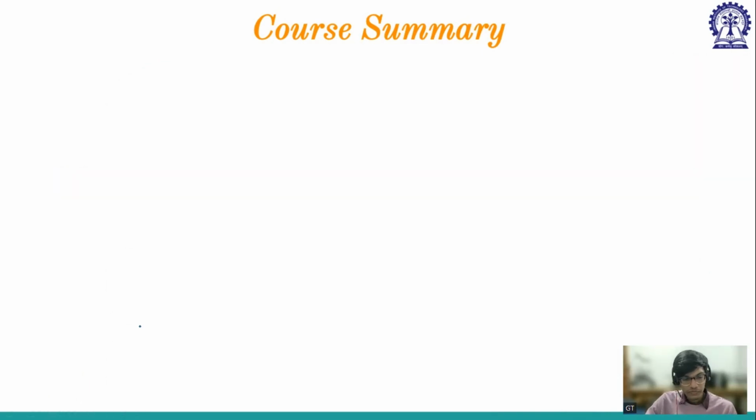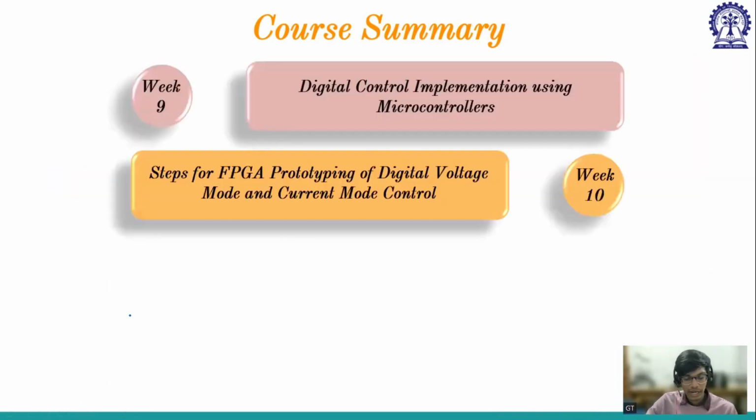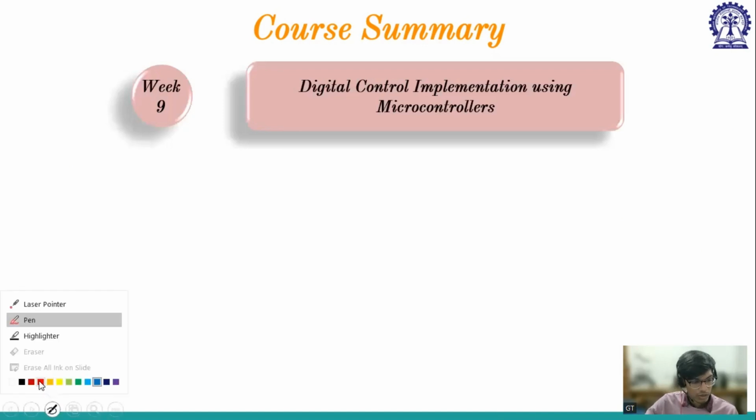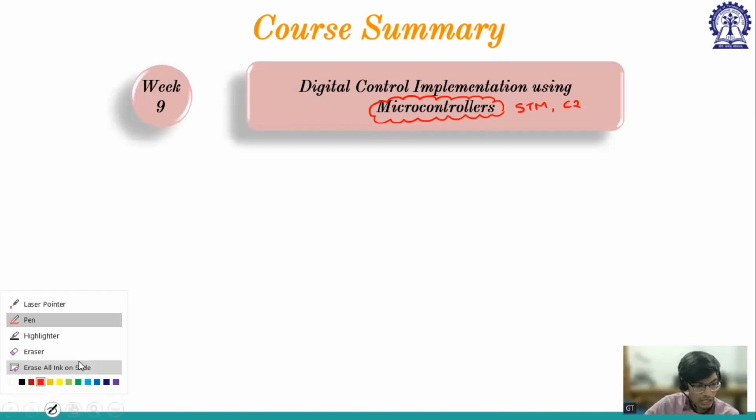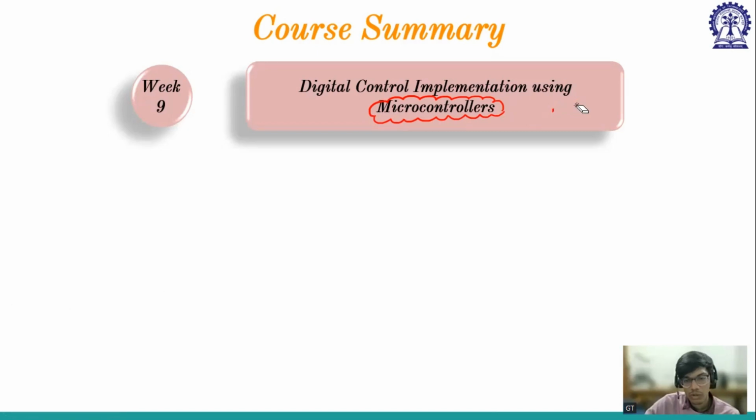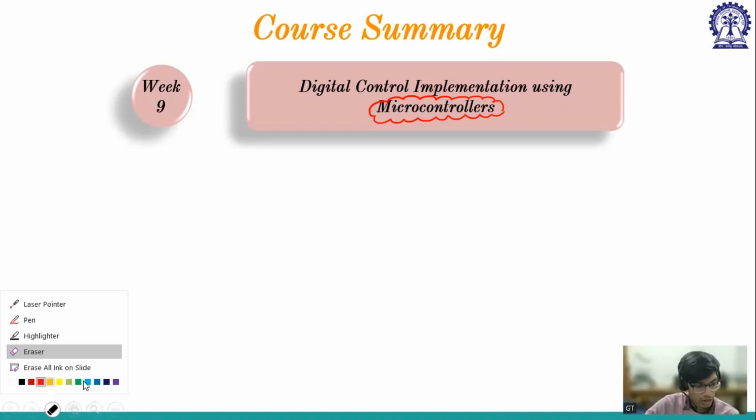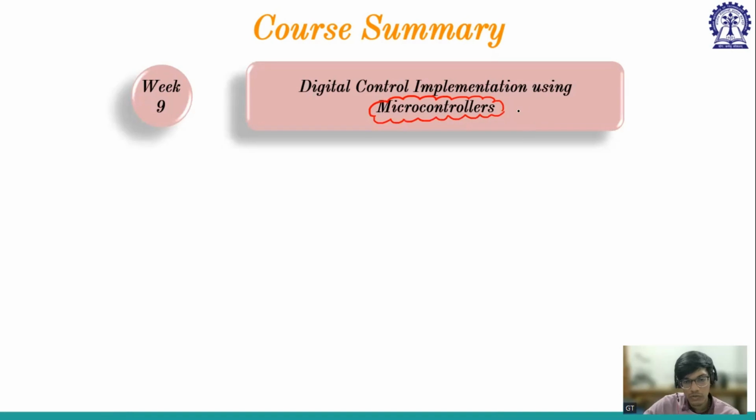And then in week 9, we discussed the microcontroller. This is an introductory session about microcontrollers. We discussed 2 types of microcontrollers that are widely used in the industry. One is the STM microcontroller, and the other one is from Texas. So STM32. Again, we discussed why STM32, because it is suitable for our mixed signal domain. That is the main part. So we have discussed the STM32 microcontroller and the C2000 microcontroller.